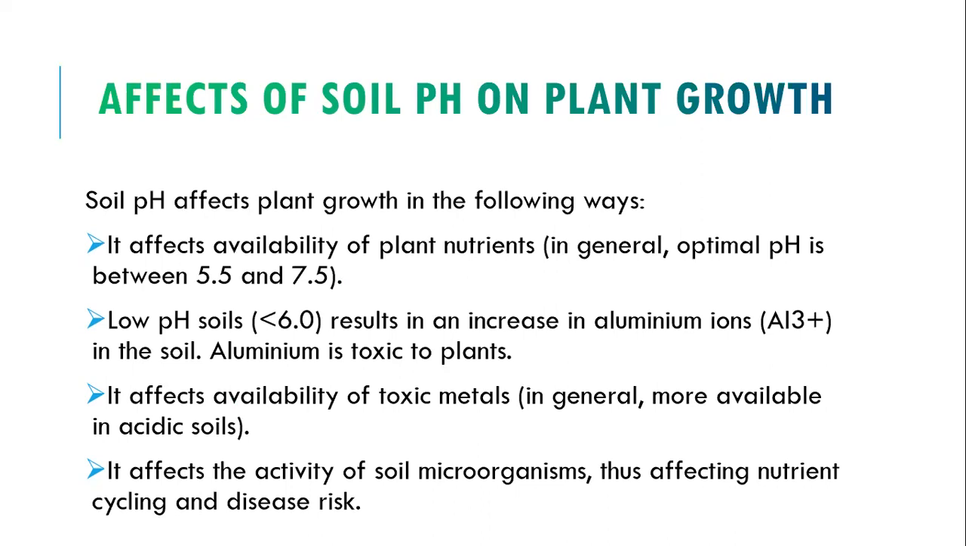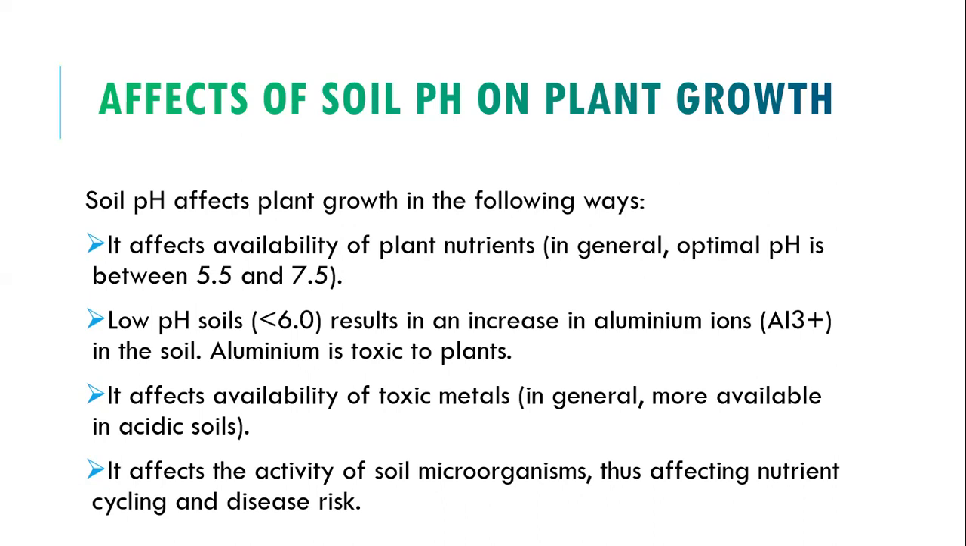Now let's see the effects of soil pH on plant growth. Soil pH affects plant growth in the following ways. The first one is that it affects the availability of plant nutrients. In general, the optimal pH is between 5.5 and 7.5. So the soil pH will affect the availability, meaning the presence of these plant nutrients needed for plant growth.